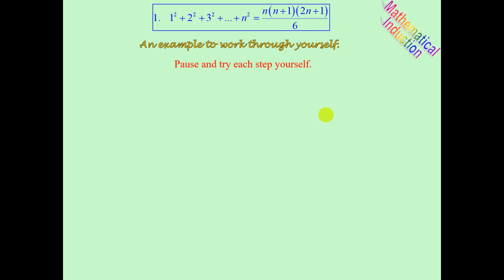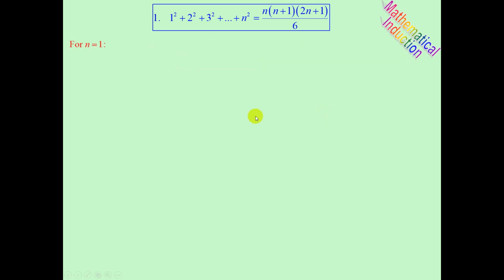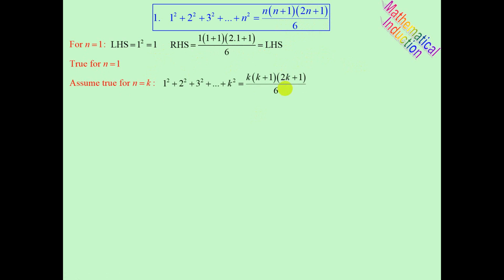Remember, of course, we always go through that first stage of proving true for n equal to 1. So we go through that left-hand side equals the first term, right-hand side, and we substitute 1 into that one, and we get a 1 which is equal to the left-hand side. And so we can say true for n equal to 1. We assume true for n equal to k, so all we do is substitute a k for the n, and then we add the k plus 1th term.